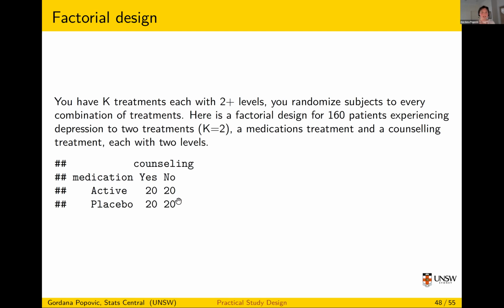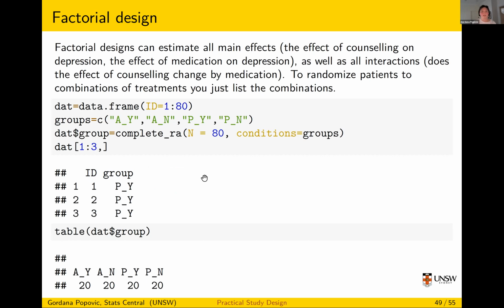So this is what I would like. I've got 80 patients and I'd like 20 of them to get counseling and be in the active group, 20 in each of the subgroups. So how do I do that? Well, all I need to do is allocate people to these designs.